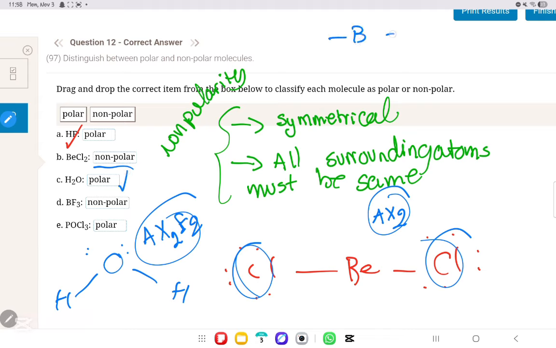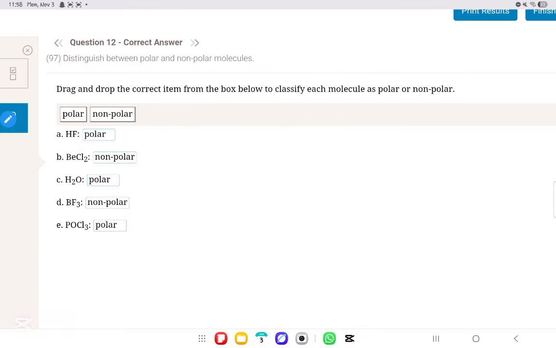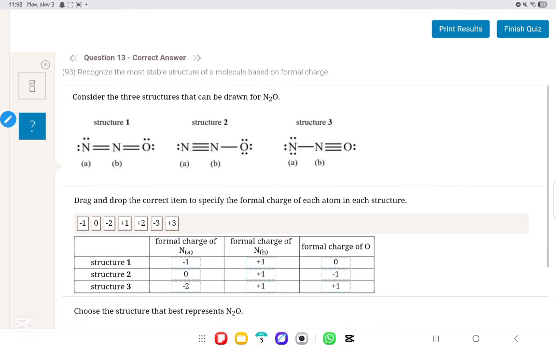BF3. It's gonna give us AX3. AX3 is symmetrical and all surrounding atoms are the same, so it's non-polar. POCl3, this is gonna give us AX4, right? When you draw it, it will give you AX4, but the only difference is that you have Cl and P, and Cl and P are two different atoms, so they cannot be non-polar. They have to be polar. We'll move on to question number 13.